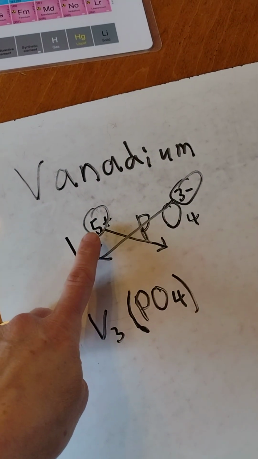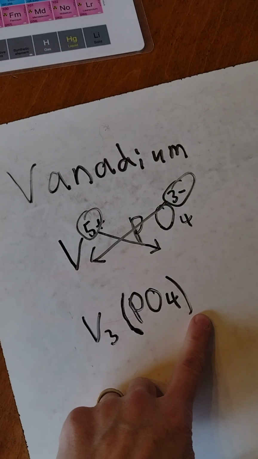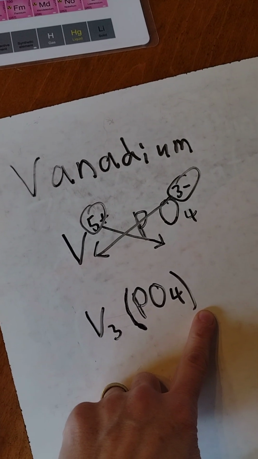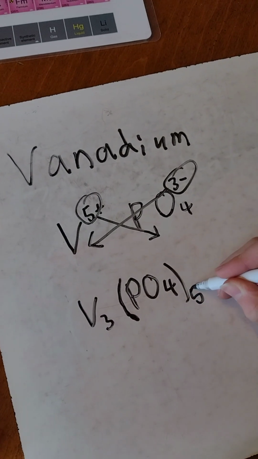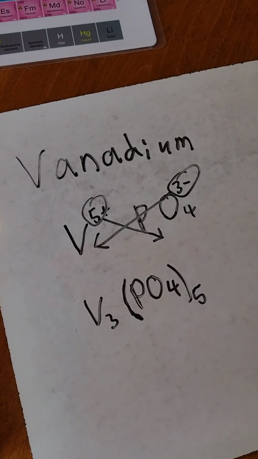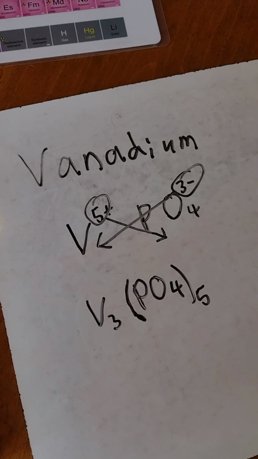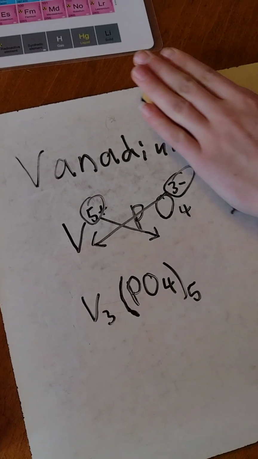Then you can bring the 5 down and put it as a subscript for the whole polyatomic ion. So you're going to put a 5 right here. And that's your answer for the super complicated compound that Joseph chose. Hopefully that helps.